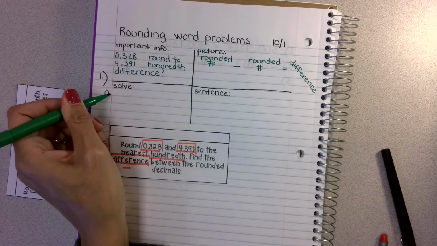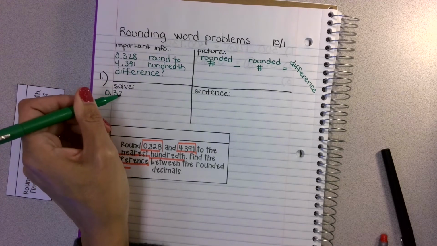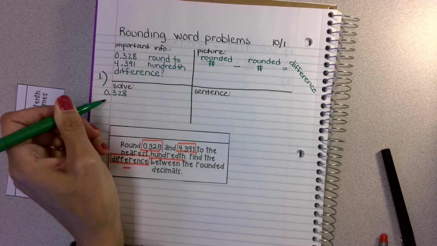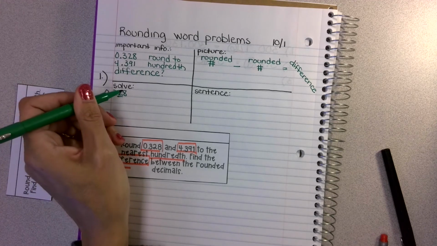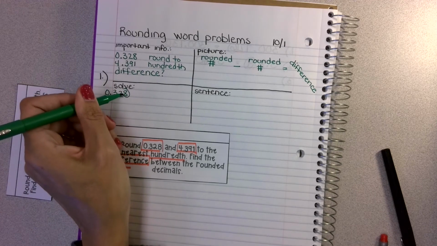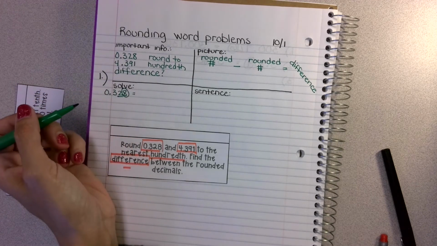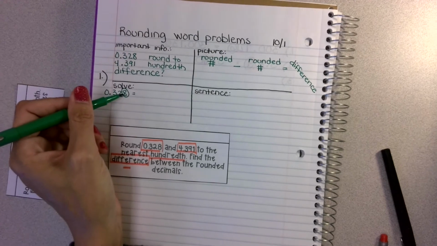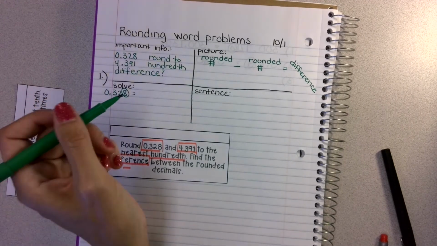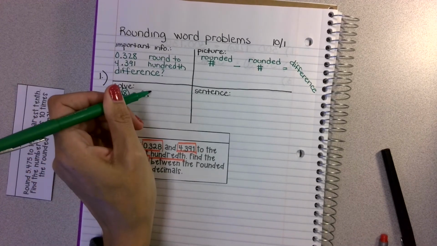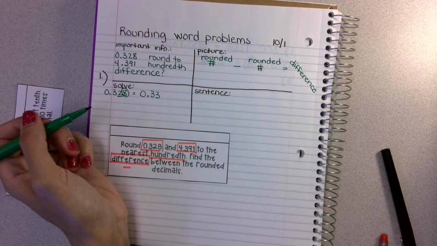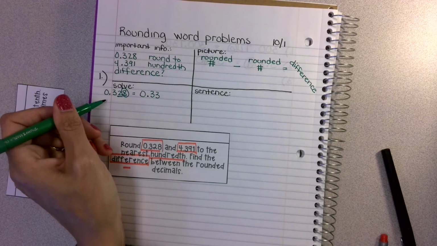So I'm going to write my first number, and I'm going to round it to the nearest hundredth. My 2 is in the hundreds, so I'm going to circle my 8. My 8 tells me to raise the score because it's 5 or more. So I'm going to add 1 more to that 2. So here's my new decimal, or rounded decimal, I should say.